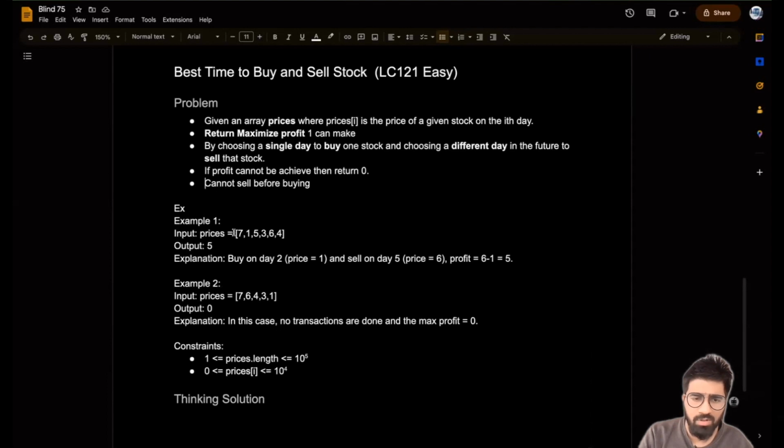Now we can see this first example. We have this list of prices on different days. To get the maximized profit, we would be buying on day 2, which is this one, at price 1, and then selling on day 5, which is this one, at a price of 6. So in total we are making a profit of 5. That's why our output is 5. This is the maximum profit we can get based on this list of prices.